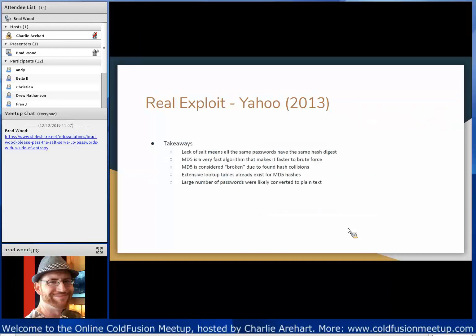Okay, so our takeaways. Again, lack of salt means all the same passwords had the same hash digest. So when 1,000 people have the same password, they had the same digest, and that means that you can hack all of them at the same time. It's very easy to create lookup tables. MD5 is a very, very fast algorithm, which makes it faster to brute force.